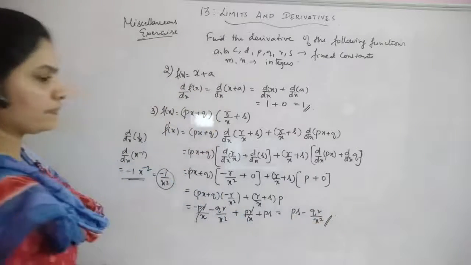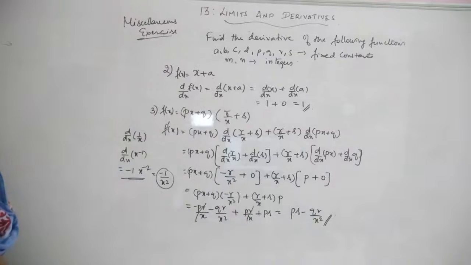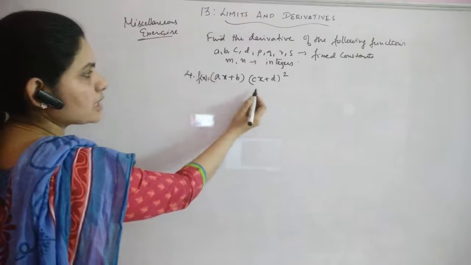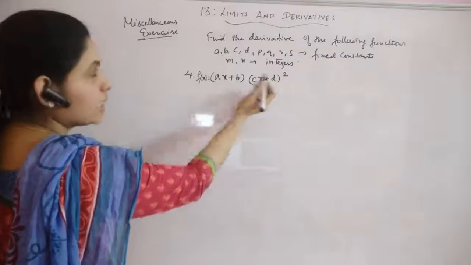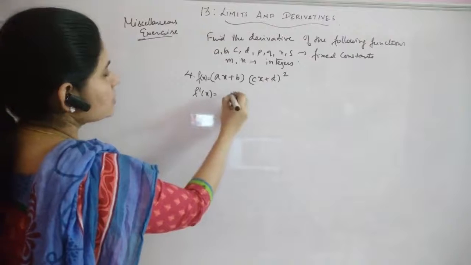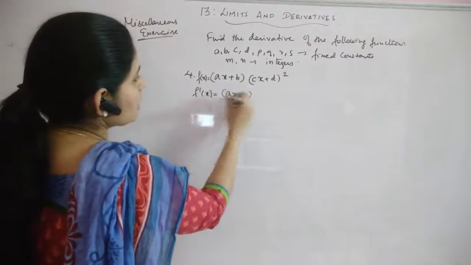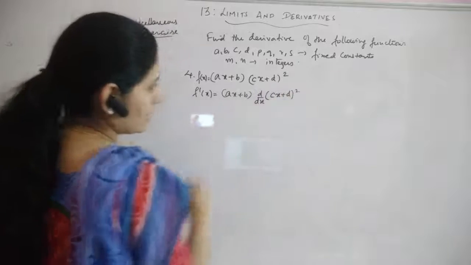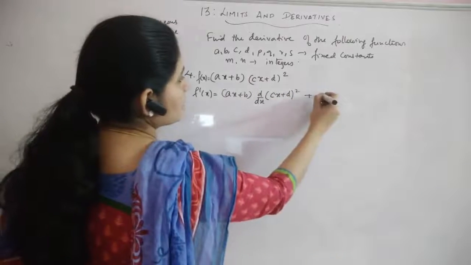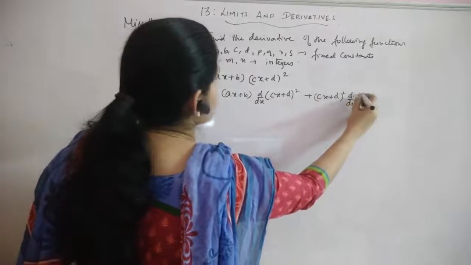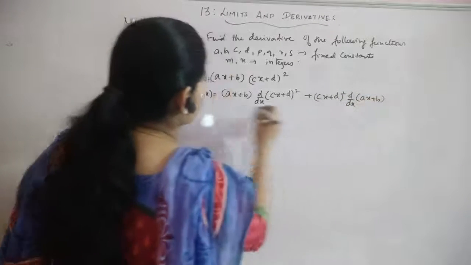Okay. This is the term: f of x equal to ax plus b into cx plus d the whole square. Again we will use the product rule. f dash of x is equal to ax plus b into d by dx of cx plus d the whole square, plus cx plus d the whole square into d by dx of ax plus b.